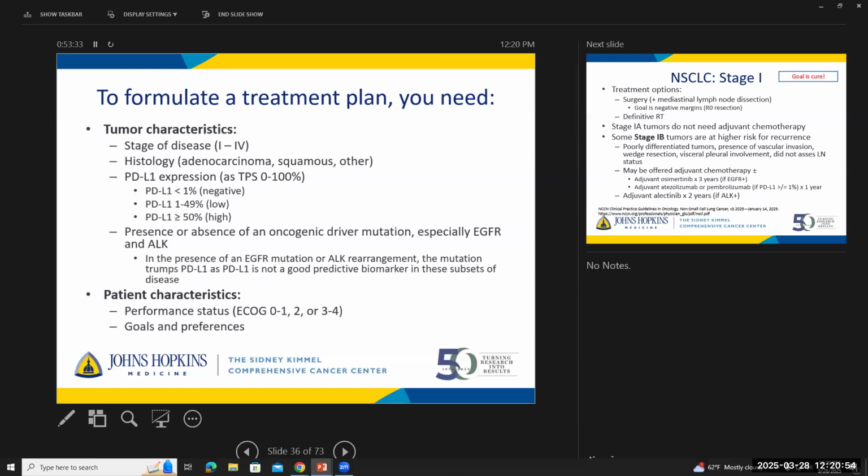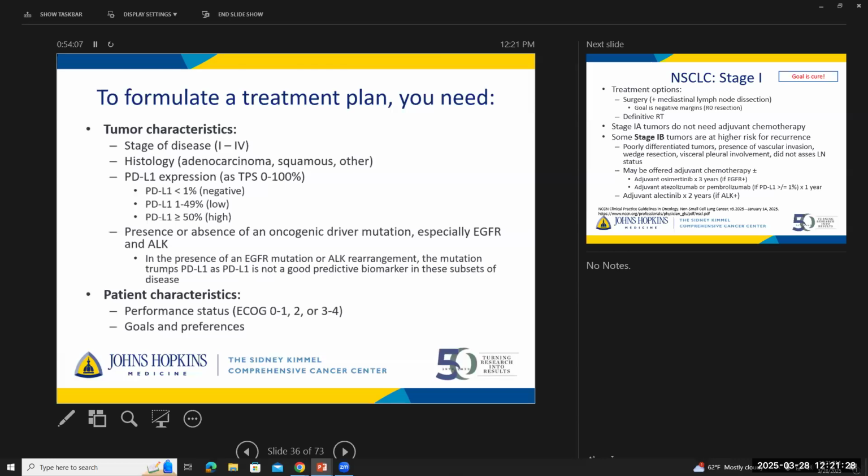How did it develop? Then there's the PD-L1 expression, okay? This is an important biomarker. This is a biomarker that you need to understand because it is important in coming up with treatment approaches. PD-L1 is expressed as the tumor proportion score, which is a percentage from 0 to 100%, okay? So your PD-L1 expression is going to be somewhere between 0 and 100%. If it is less than 1%, it's considered negative. If it's greater than or equal to 50%, it's considered high.